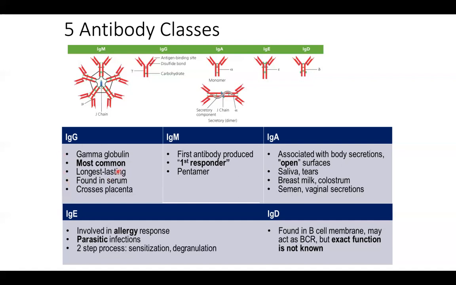All right, so IgG is most common, longest lasting, found in the blood. It's the one we do a lot of testing for if we're looking for antibodies against something. Then there's IgA. This one is associated with body secretions like tears and saliva, breast milk, etc. Then we have IgE. This one is involved in allergy responses as well as parasitic infections. And then we have IgD. This is found in the B cell membrane, and it may act as a B cell receptor, BCR, but we don't know the exact function. So it's there, it must be important, but we're not sure why.